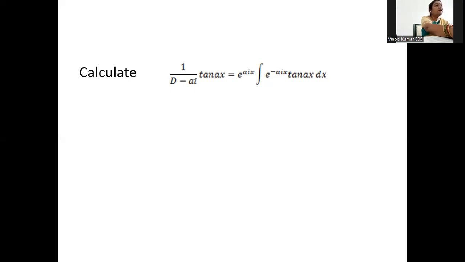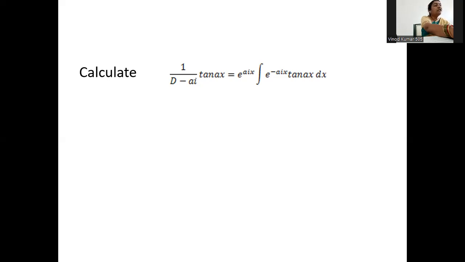Here, 1 by (D minus ai) on tan ax is of the form 1 by (D minus alpha) on g of x. We know from the formula that 1 by (D minus alpha) on g of x is e to the power of alpha x times the integration of e to the power of minus alpha x into g of x into dx. Therefore, 1 by (D minus ai) on tan ax is equal to e to the power of aix times the integration of e to the power of minus aix into tan ax into dx.